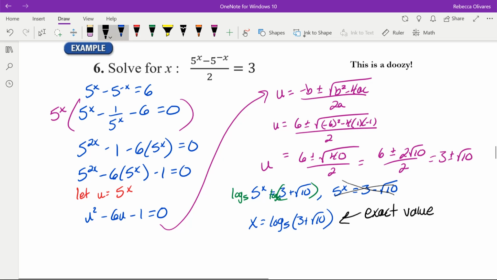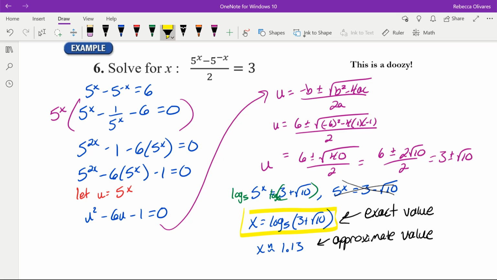If you wanted the approximate value, just type that into your calculator. You can do the change of base formula, and you're going to get about 1.13, and that is the approximate value. And there you have it, either log base 5 of 3 plus root 10 or about 1.13.